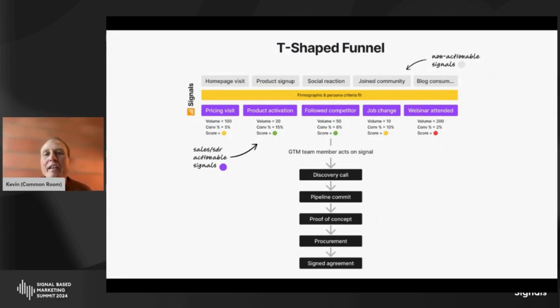I know this maybe looks complex, but essentially the hypothesis or the concept behind this is that if you work backwards from a deal closing, like a signed agreement, there are steps along the funnel that all kind of beget each other.